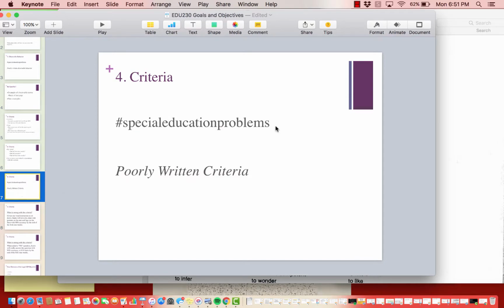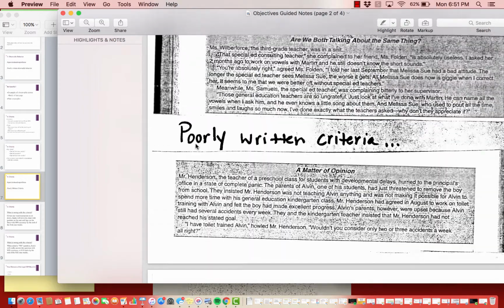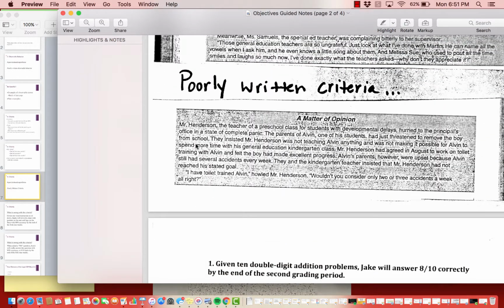All right. So this, back to the special ed problems, take a look at the poorly written criteria. Again, pause this in a second and try to think through, what does Mr. Henderson believe is the mastery criteria, and what do the parents believe is the mastery criteria? So go ahead and pause that.